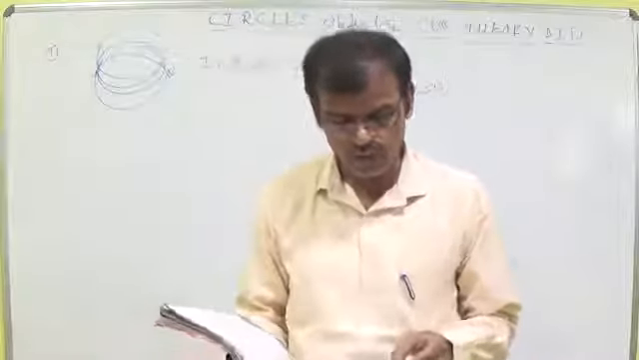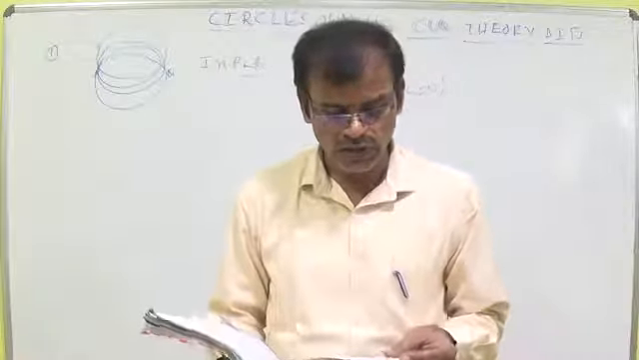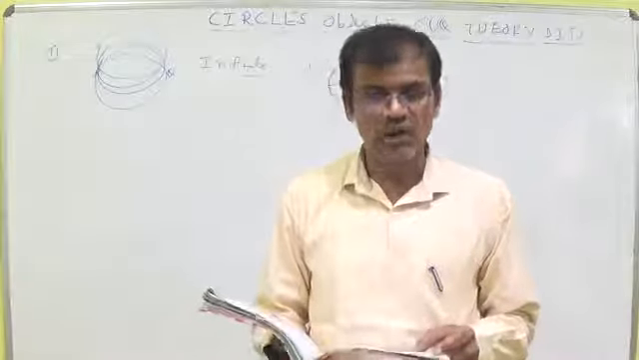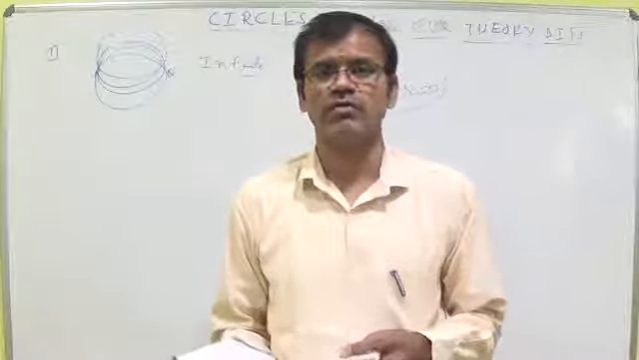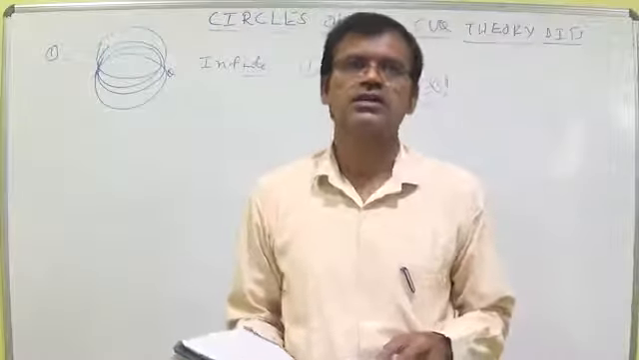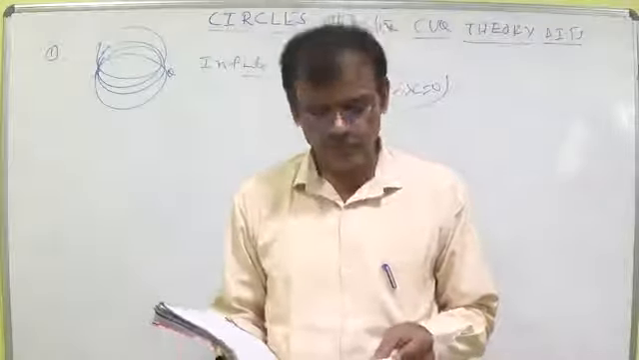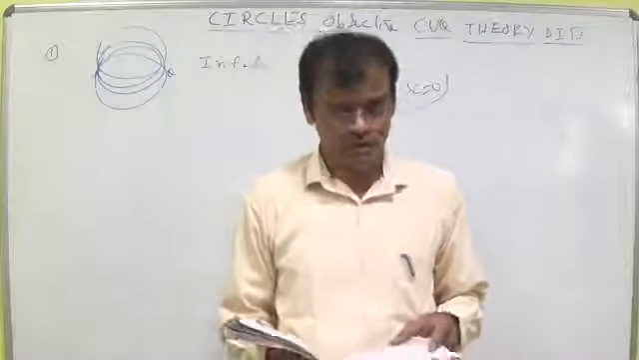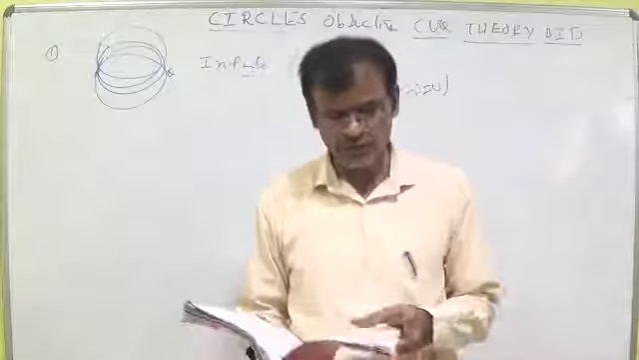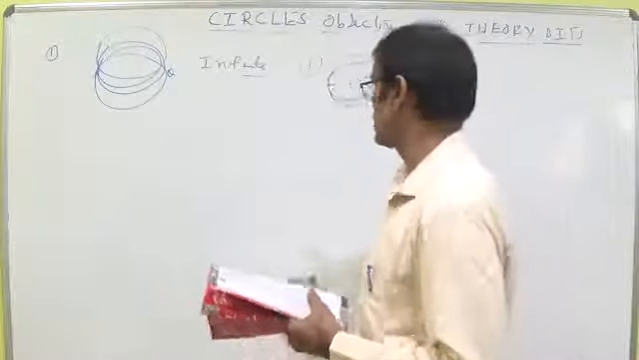Next, fourth question. In IPE, I said the proof: equation of chord is x plus g into cos of (theta1 plus theta2) by 2, plus y plus f into sin of (theta1 plus theta2) by 2, is equal to r into cos of (theta1 minus theta2) by 2. So, fourth question, second option.